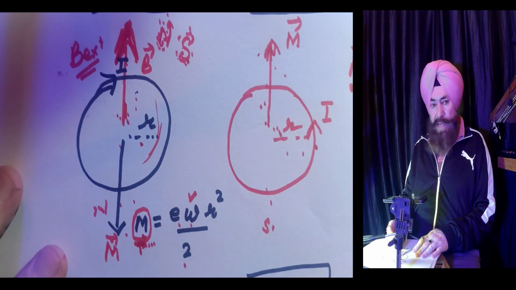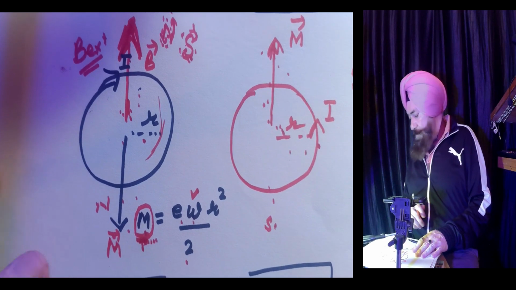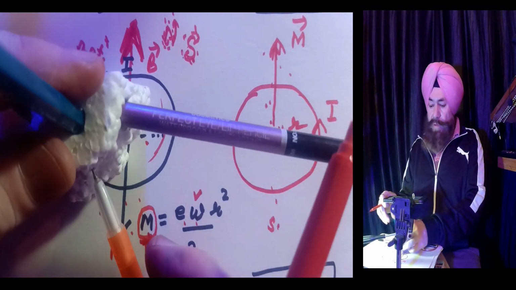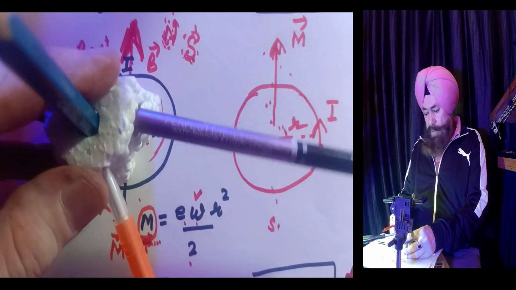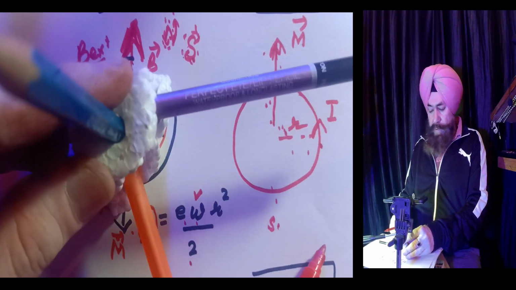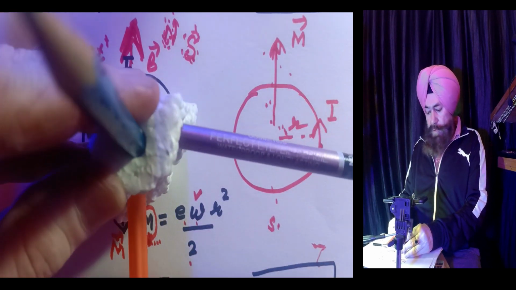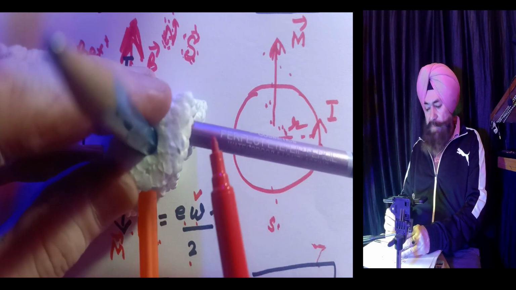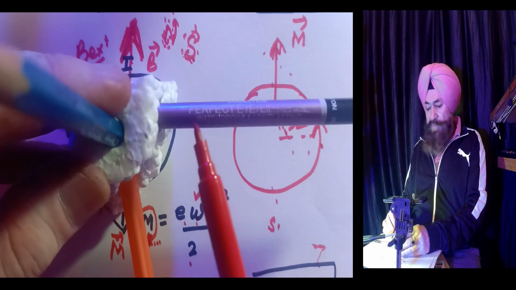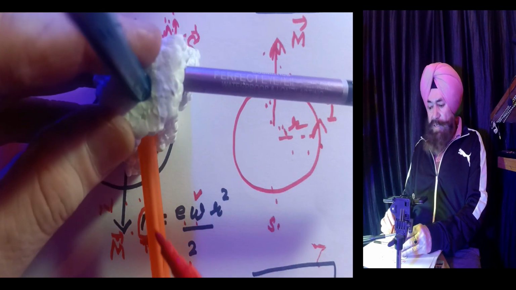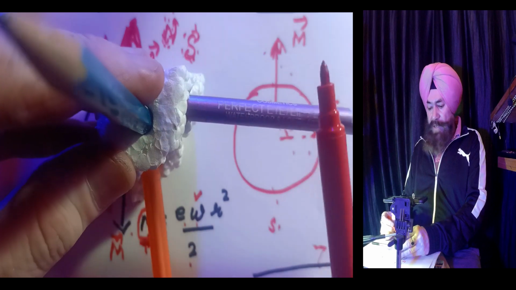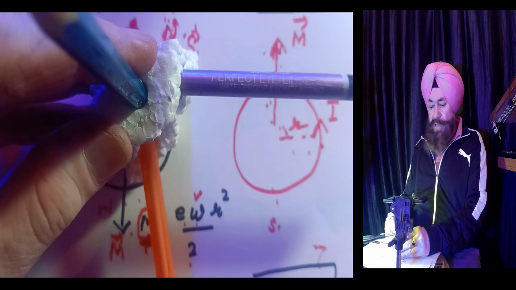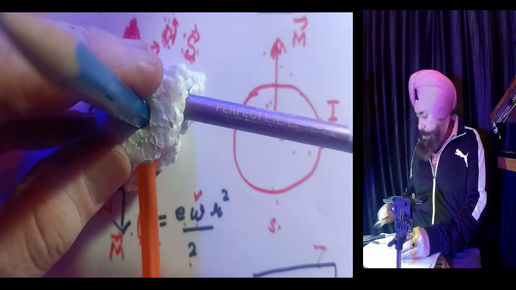You apply Fleming's left-hand rule. Now what is the left-hand rule? Now this pencil is the magnetic field, this pencil is the current, and this pencil is the force. Magnetic field, current, then force.